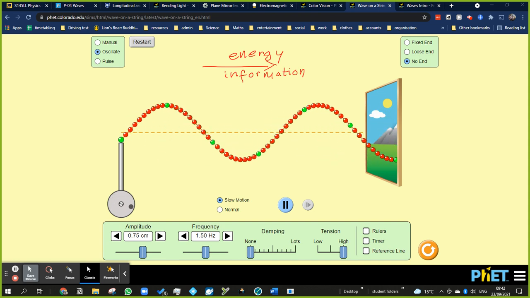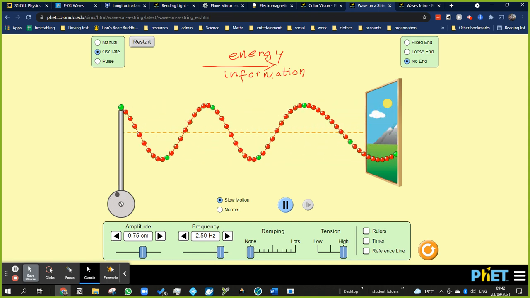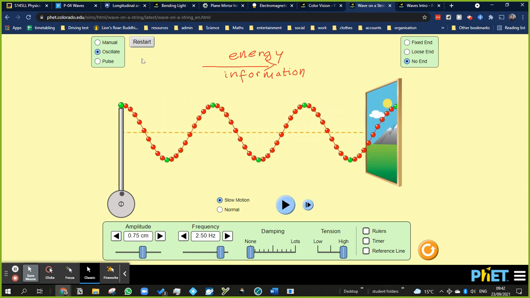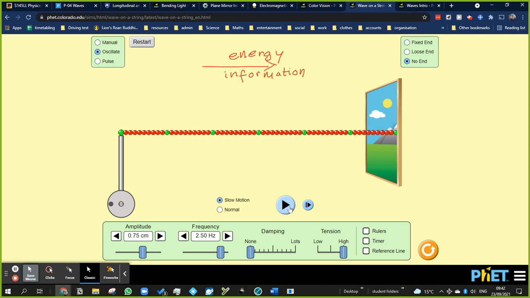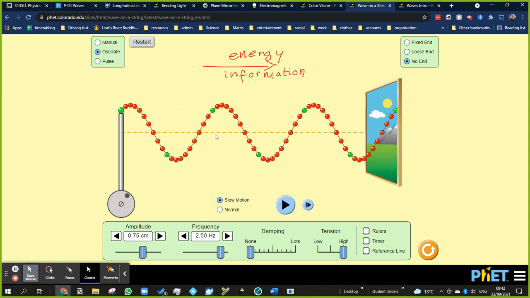So, for example, I could change the frequency, and when I change the frequency, it goes really high pitched. If I do that and then click restart, then press play. If I'm standing over here, I may not know what's happening, but eventually the information of the frequency will come to me. And now I can measure that frequency, and I can see what the frequency was over there.